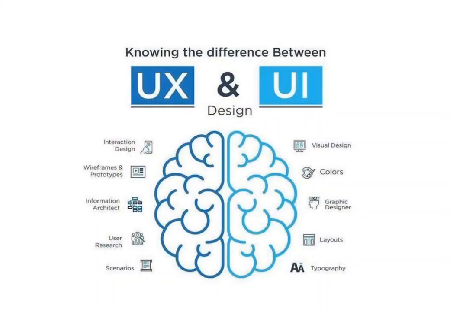Now let's see some explanation of UX and UI with a little bit of images, shall we? UX means interaction design. Interaction design, as you can see, is for understanding how people would interact with a certain design. Next is wireframe and prototypes. It's for understanding how the design might look or function when implemented. Information architecture is for understanding the hierarchy of the information content of the design.